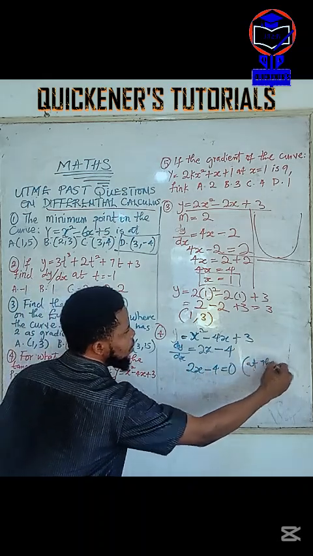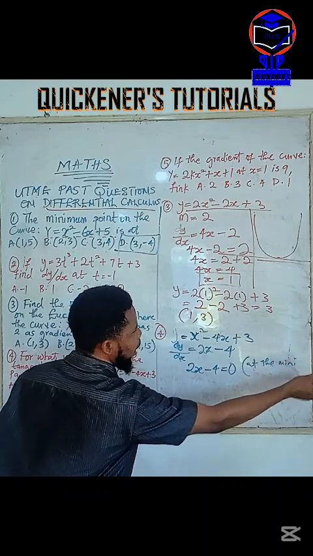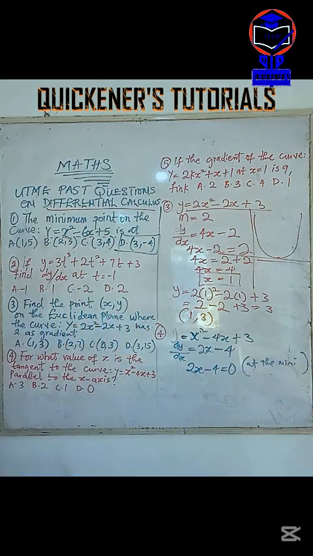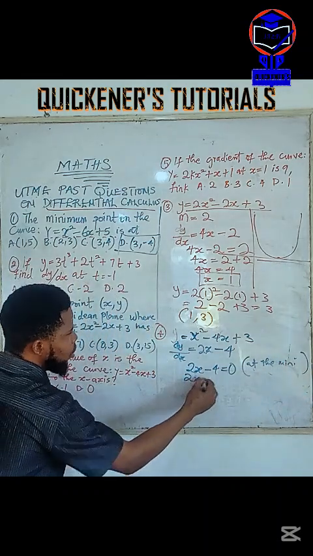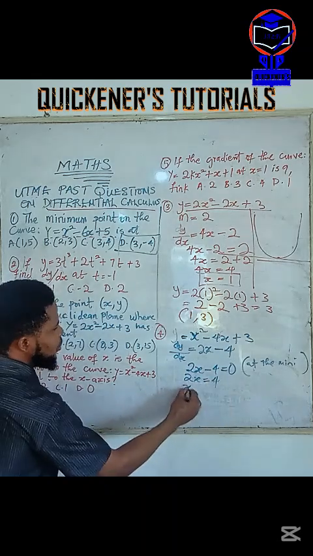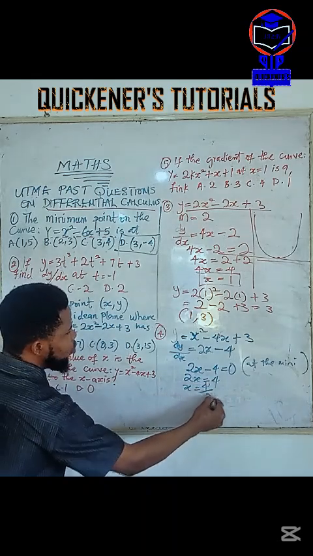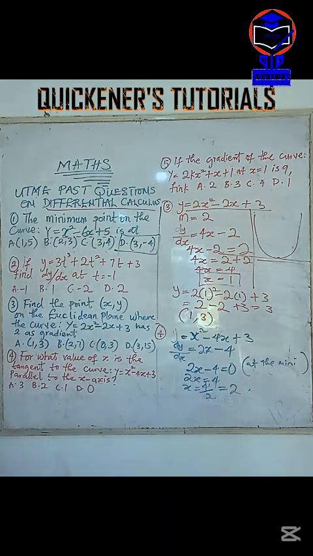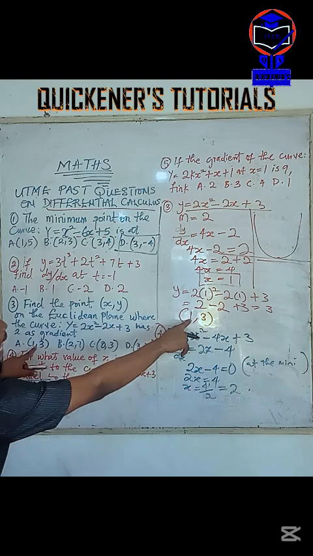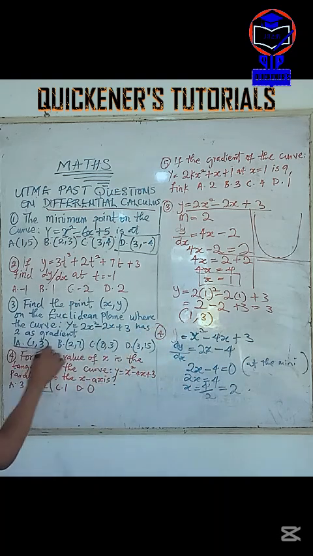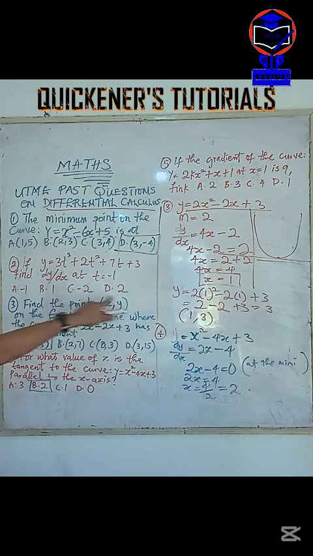at the minimum or maximum point. Let's just put it like that. So 2x equal to what? 4. So x is equal to 4 divided by 2. And the answer is 2. So the correct option is 2 here. Alright? This last one I will solve. The correct option is A.